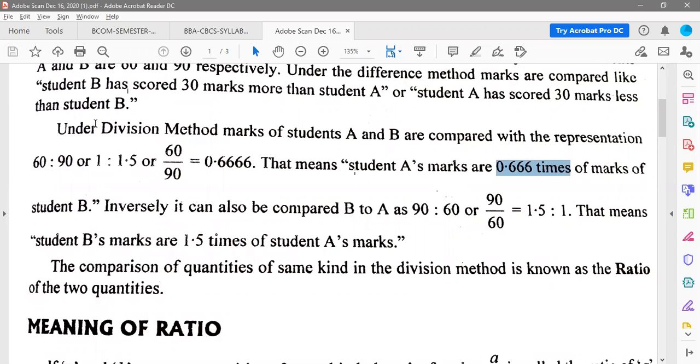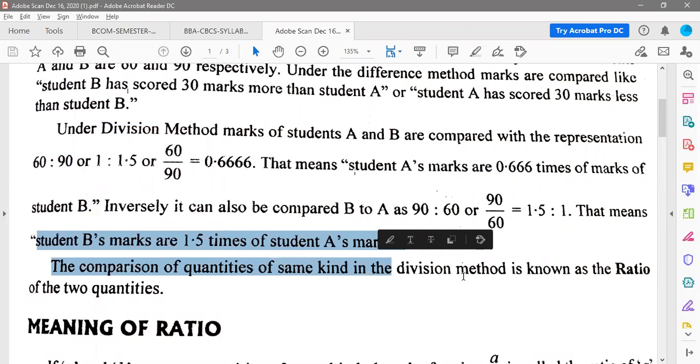Now here under division method, you can either take 60 by 90 and represent it by saying A has 0.666 times the marks of B, or you can do it the other way round. If you do 90 by 60, then that means student B's marks is 1.5 times student A's marks.